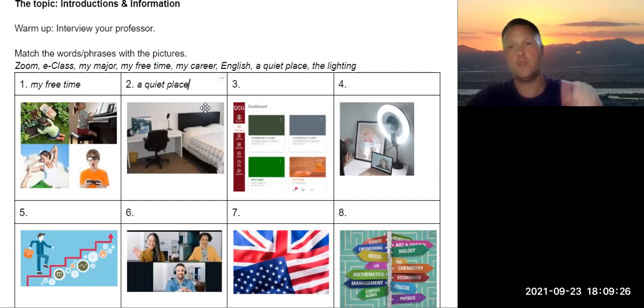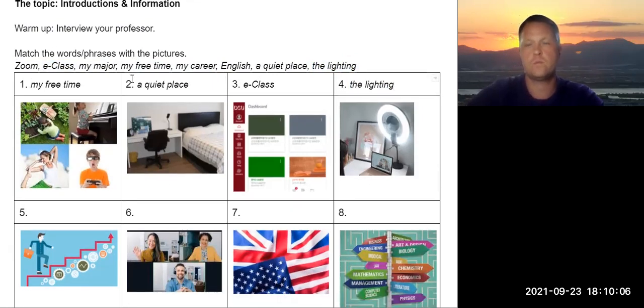So for our Zoom lessons, you need to be in a quiet place, in your bedroom or in a study room, not in a cafe or on the subway or wherever. What's number 3? It's eClass. That's where I post material like this worksheet. What's number 4? It's the lighting. Make sure, as far as the lighting is concerned, that it's in front of you so we can see you.